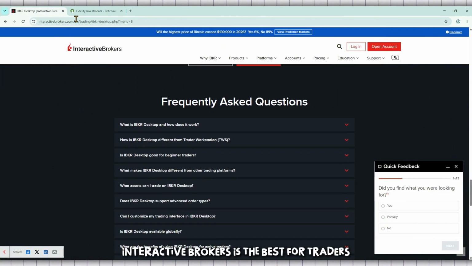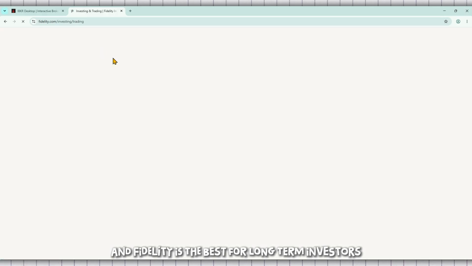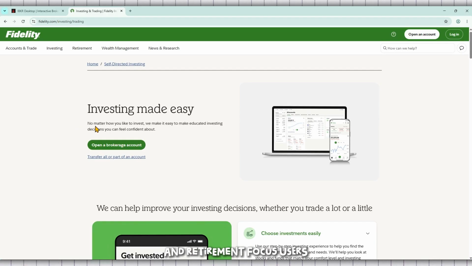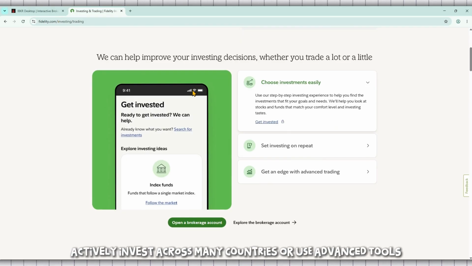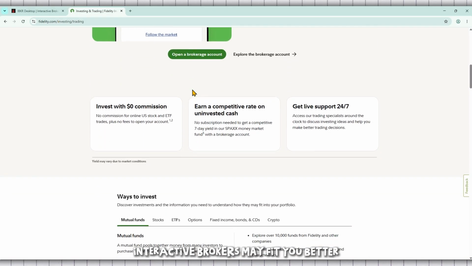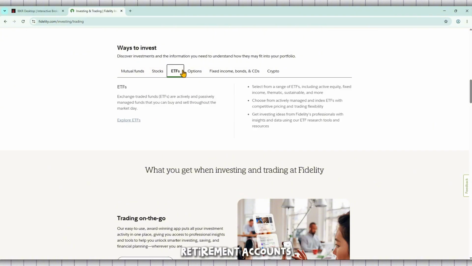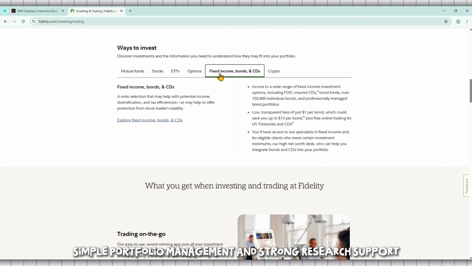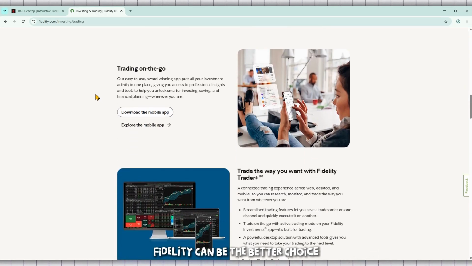Interactive Brokers is the best for traders and international investors, and Fidelity is the best for long-term investors and retirement-focused users. So if you want to trade actively, invest across many countries, or use advanced tools, Interactive Brokers may fit you better. But if your goal is long-term wealth building, retirement accounts, simple portfolio management, and strong research support, Fidelity can be the better choice.